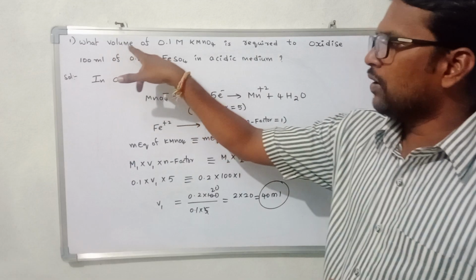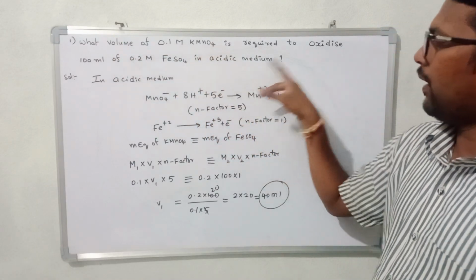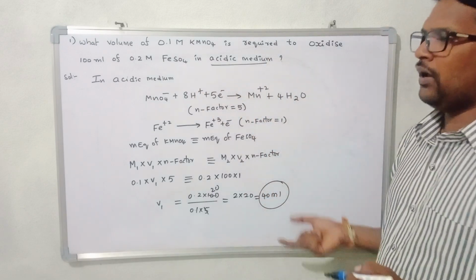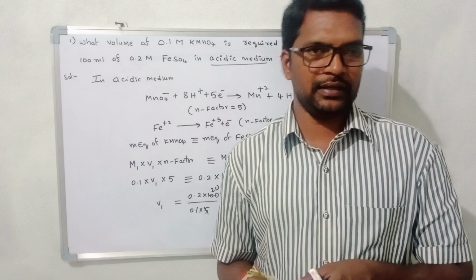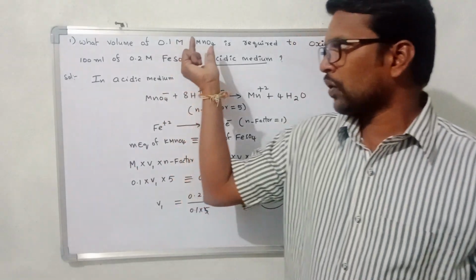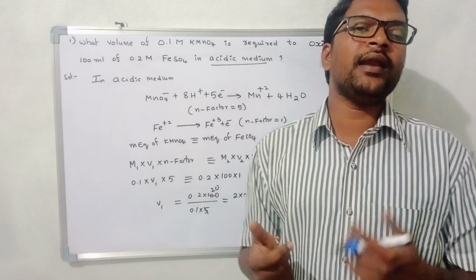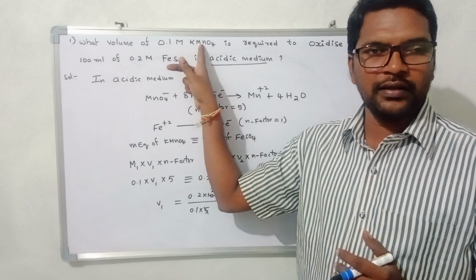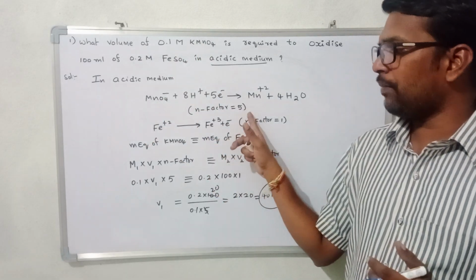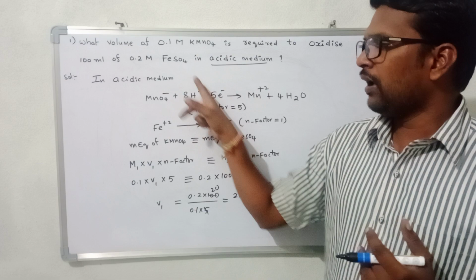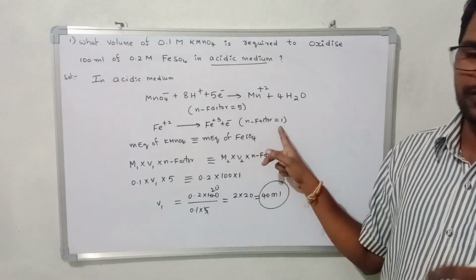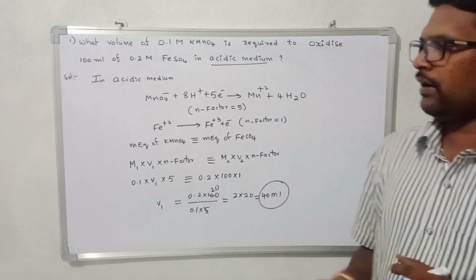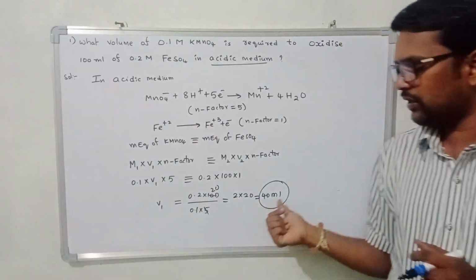Here the problem is that the volume of KMnO4 we want to find, the second compound given is FeSO4, and the medium is acidic. Whenever problems like these are given, first you check whether it is an acidic or basic medium. After that we write the balanced equation. In that, the number of electrons transferred is taken as the N factor. In acidic medium, if KMnO4 is involved, its N factor is 5, because 5 electrons are transferred, and for ferrous sulfate, 1 electron is transferred. By taking these we can solve the problem. From this we get a volume of 40 ml. So for this problem the answer is 40 ml.